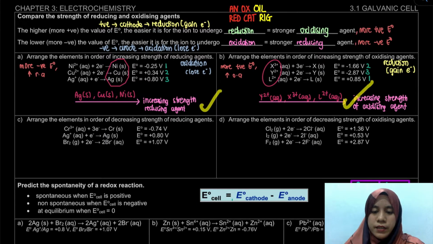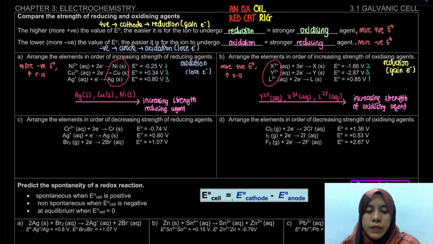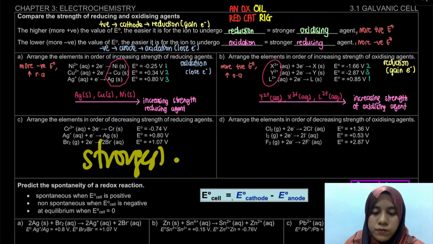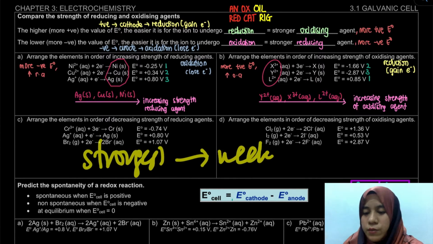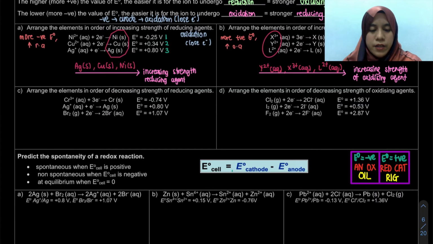Example C and D, I will include in the Google form. But for example C here it mentions decreasing. So make sure, decreasing means we have to arrange from the strongest to the weakest one. The same goes here, decreasing strength. So that is about comparing the reducing and oxidizing agents. The last one is to predict the spontaneity of a redox reaction.